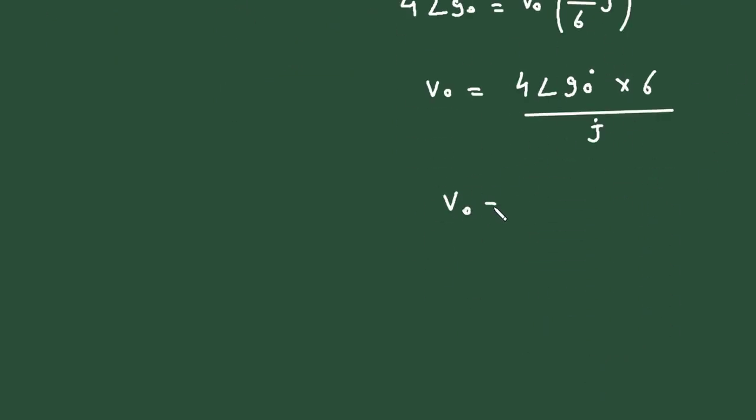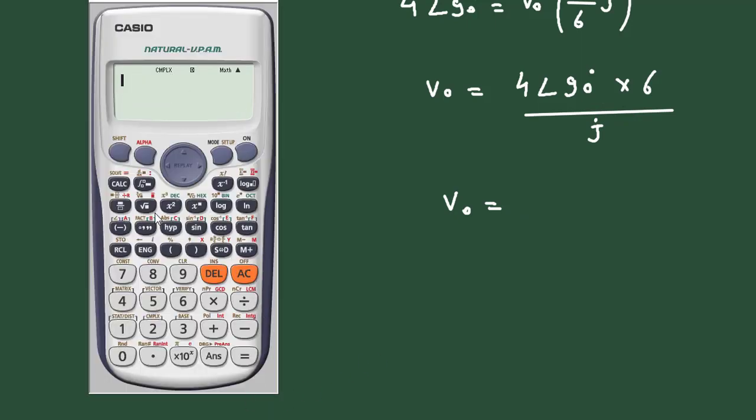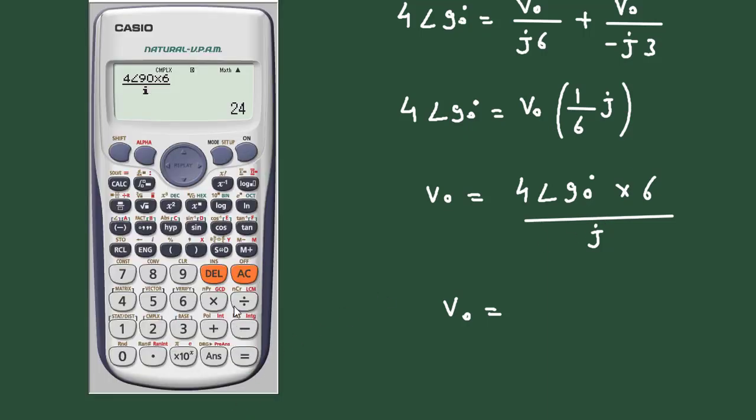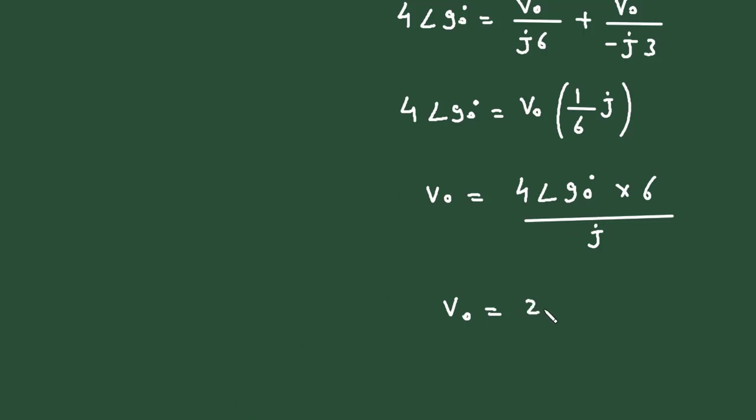So VO is equal to, now let's solve this in calculator. 4 at an angle 90 degree multiplied with 6 divided by J. Let's check it again. So this 6 goes on this side, then divided by J. Yes, it is correct. So it is equal to 24. So therefore VO is equal to 24, and since it is a voltage, so its unit will be volts.